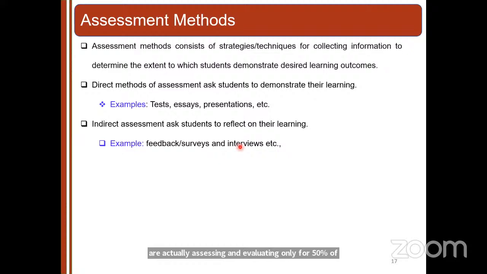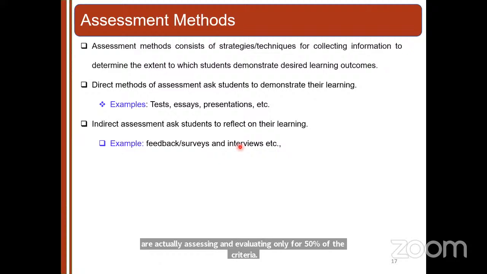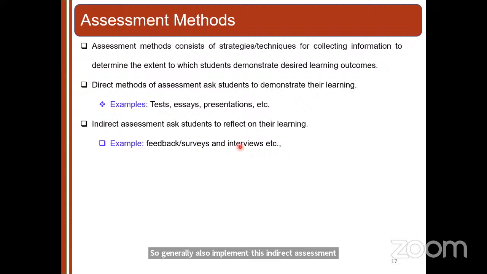So generally also implement this indirect assessment. So how do we do it? For this indirect assessment, one of the methods may be to take feedback from the students at the end of the course, or maybe twice, once at the midterm and again at the end of the course.